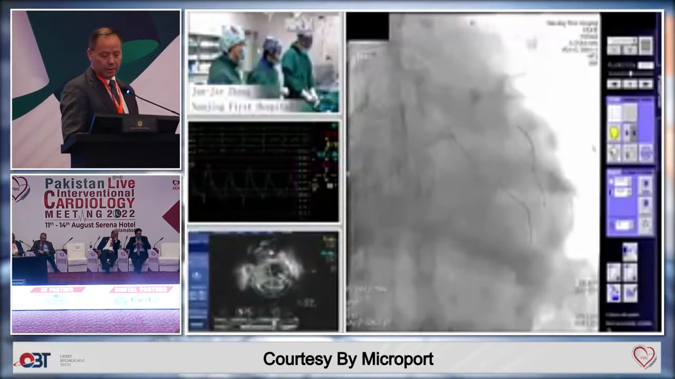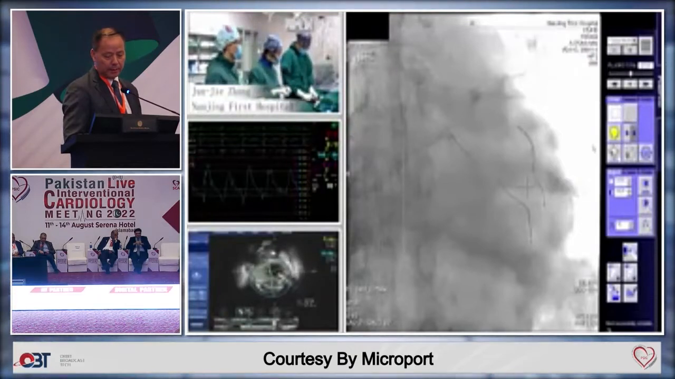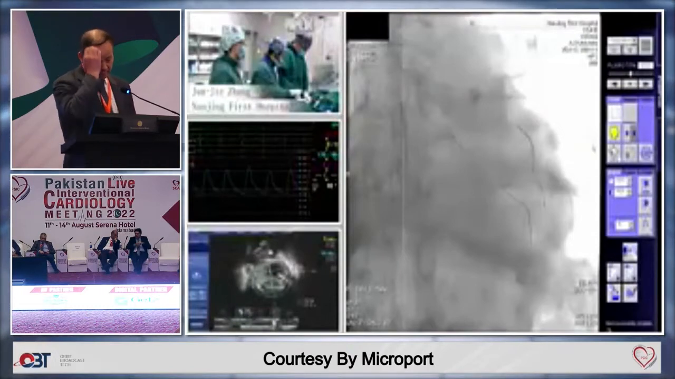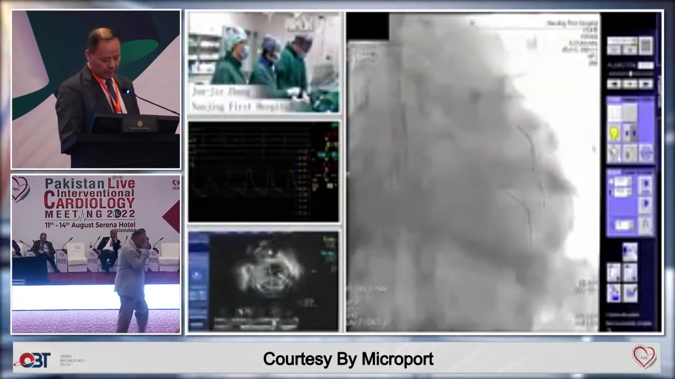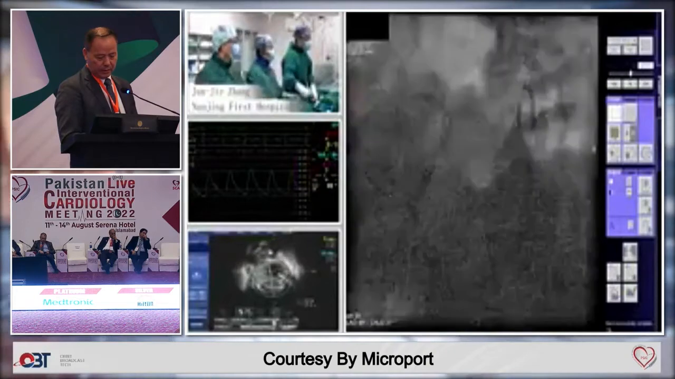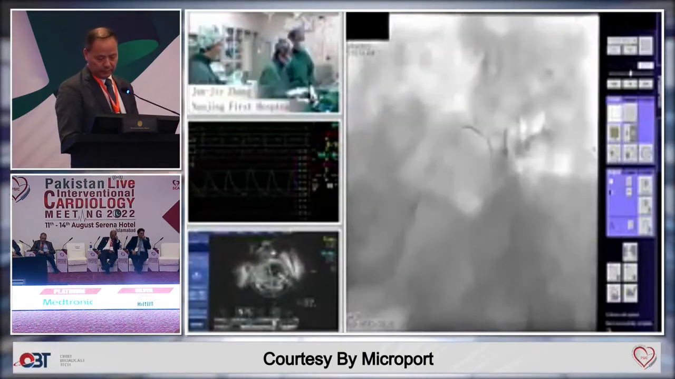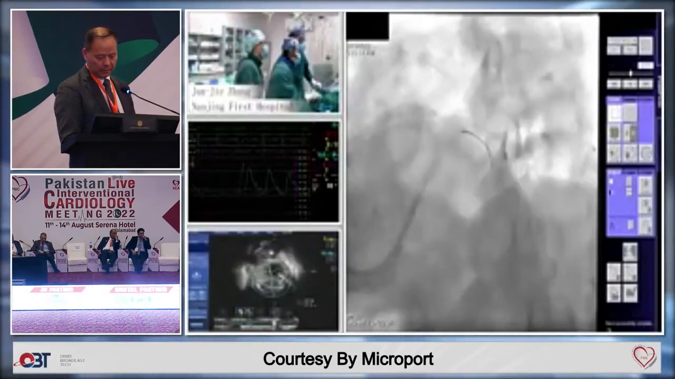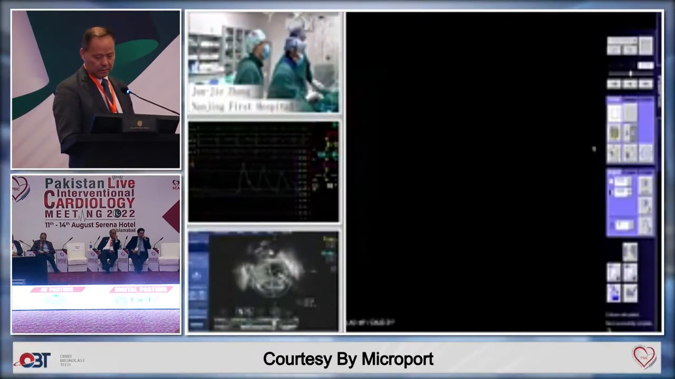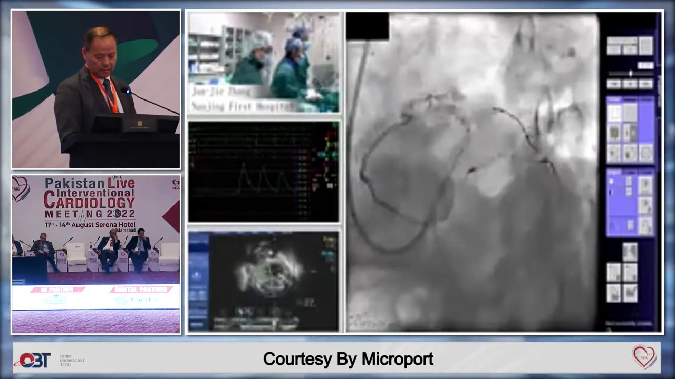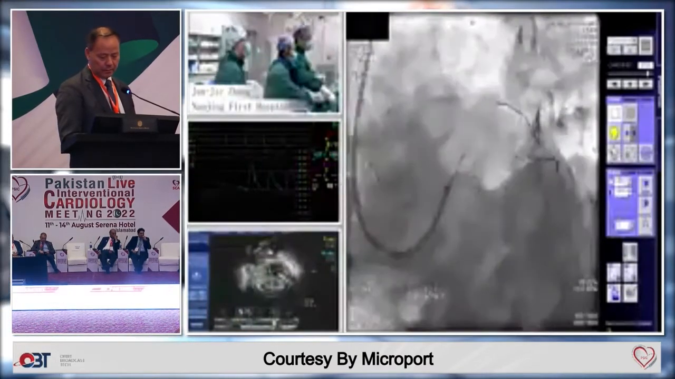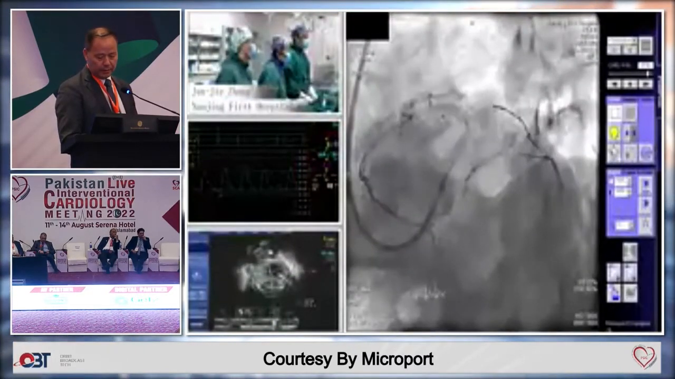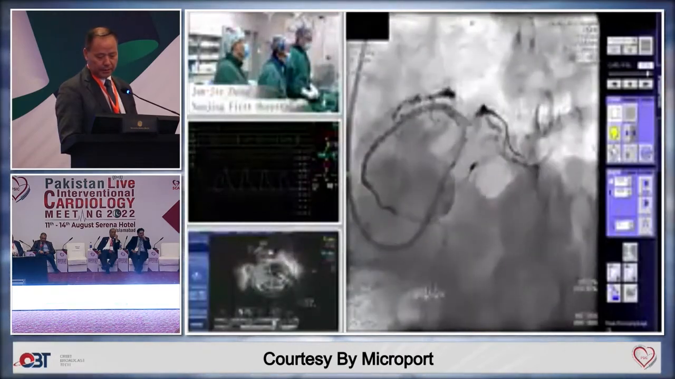Okay. So now you have predilated the obtuse marginal. Is that correct? Yeah, I have predilated the obtuse marginal. Then I will take a picture at the spider view. Test, please, small test. Okay, let's do a picture. Okay, ready? Yes. Yeah, this is the angiogram after predilation. After predilation, the blood flow is fine inside as well as in the obtuse marginal.